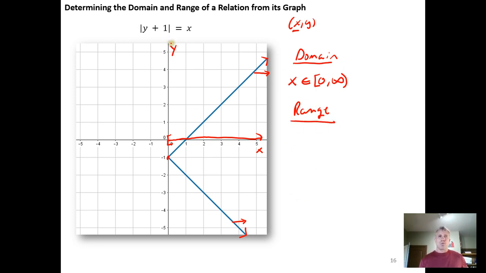So the range is just where are the y values running, and here we're talking now about the vertical axis. And when we look at this arrow, we see it has a vertical component pointing upwards towards infinity on the y-axis. And we see this arrow has a vertical component pointing downwards towards negative infinity on the y-axis. So the range has the y running from negative infinity to infinity.